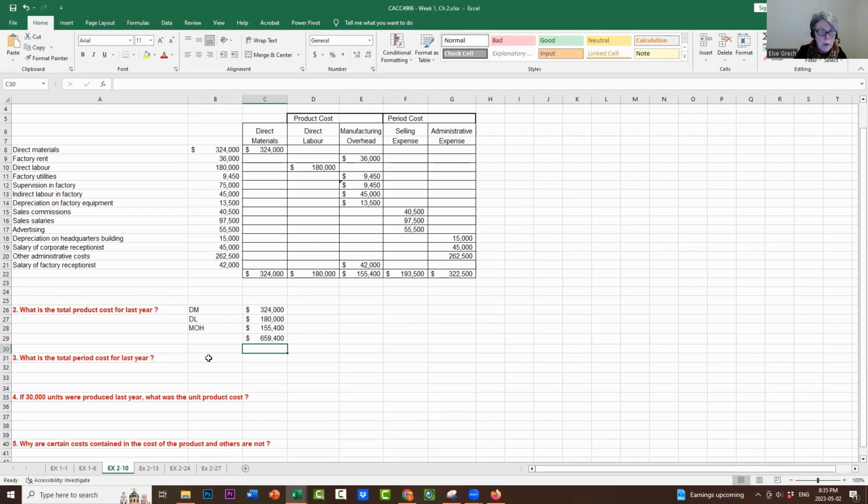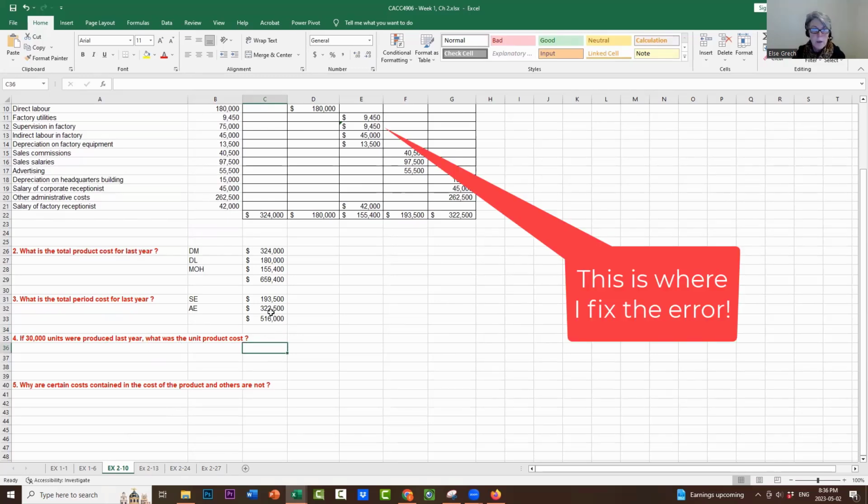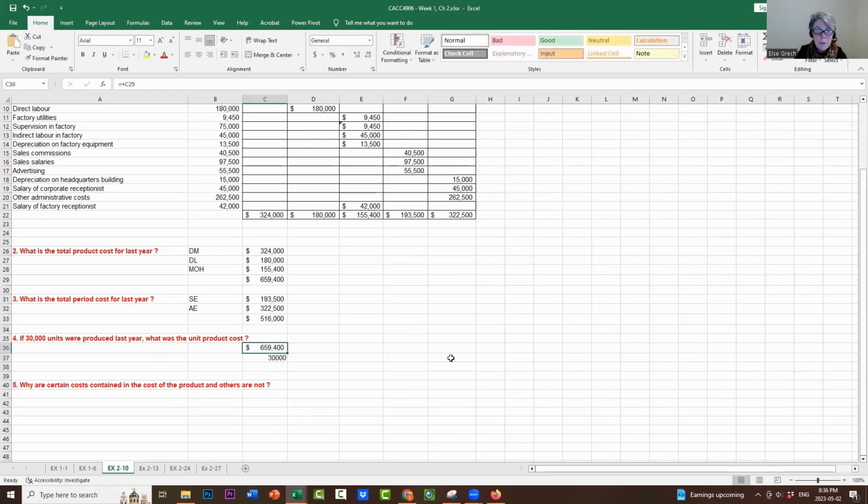What is the total period cost? Well, we know the total period costs are the selling expense and the admin expense. I'm going to use short forms. So period costs, perfect. Now, if 30,000 units were produced last year, what is the unit product cost? Well, we're going to take the total cost and we're going to divide it by the number of units. And that will tell us what each unit is actually costing us.